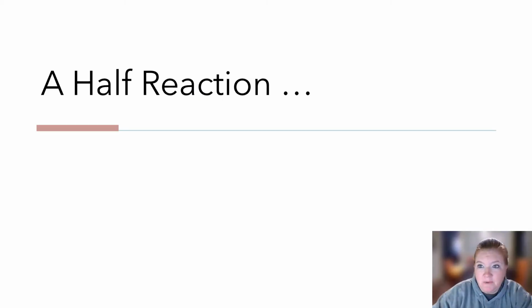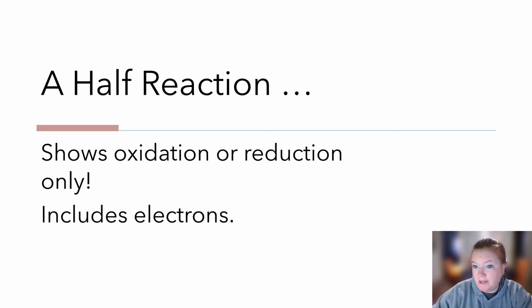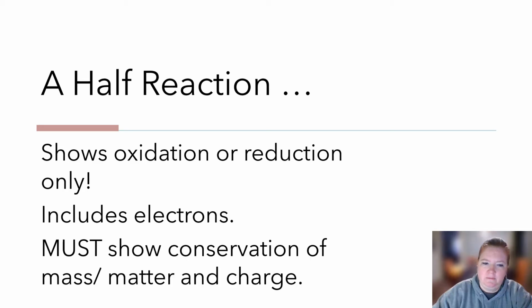Well, in this unit, a half reaction shows oxidation or reduction only. It includes electrons in the equation, which we haven't really written like that before. And it absolutely must show conservation of mass or matter as well as conservation of charge.